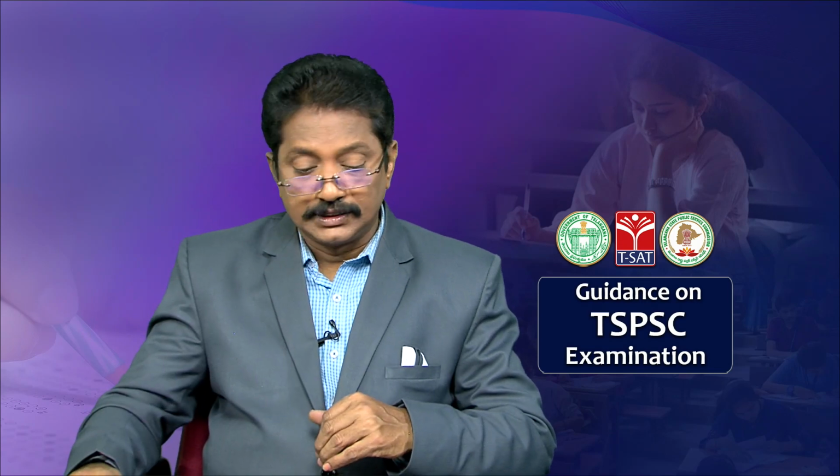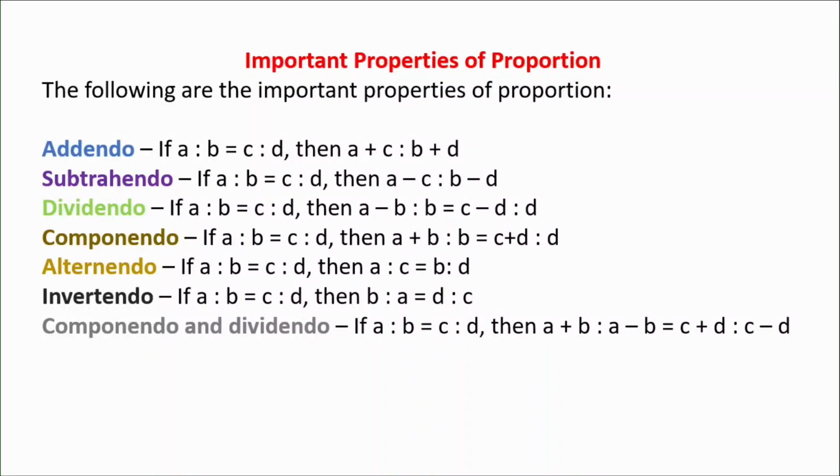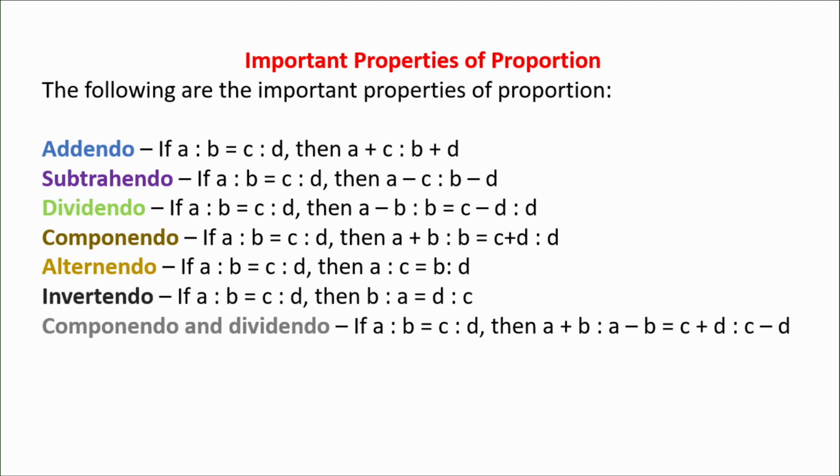Okay. Now we are going to discuss the very important properties of proportions. One is called addendo. Addendo means when A is to B is equal to C is to D, then you can compare A plus C is to B plus D. Subtractendo: A is to B equal to C is to D, then A minus C is to B minus D. This is rarely used, but the most frequently used ones come next.